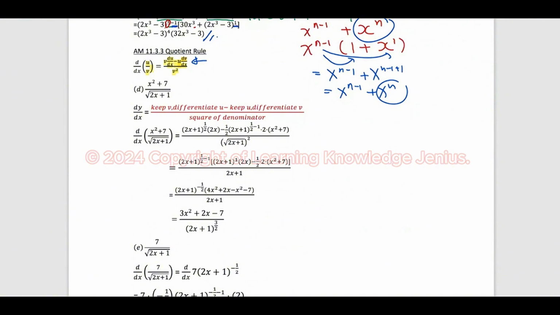The quotient rule applies when you have a division of two functions. Okay, let me show you an example here. We have example D here: x squared plus 7 divided by the square root of 2x plus 1.